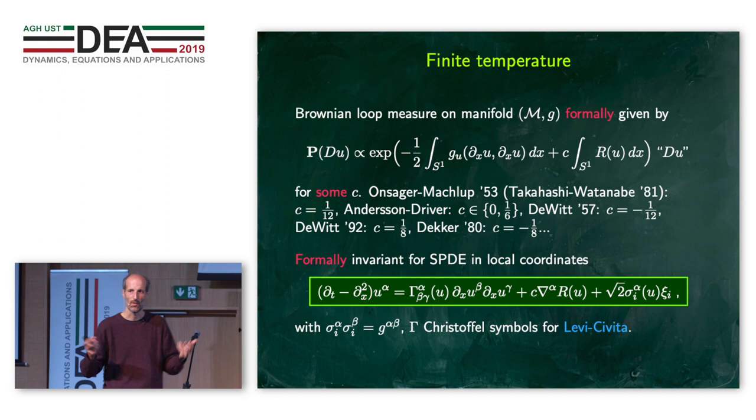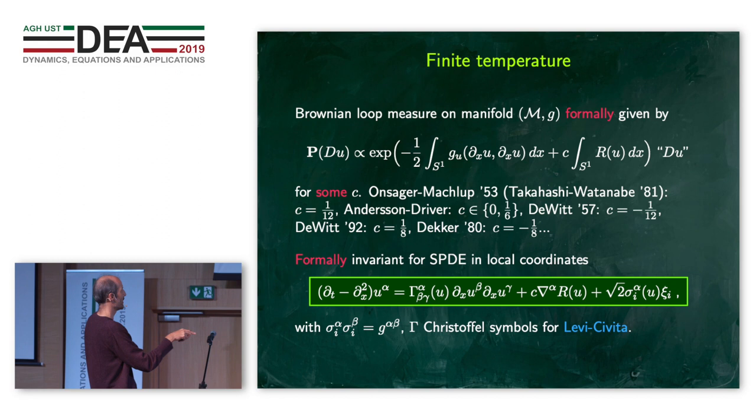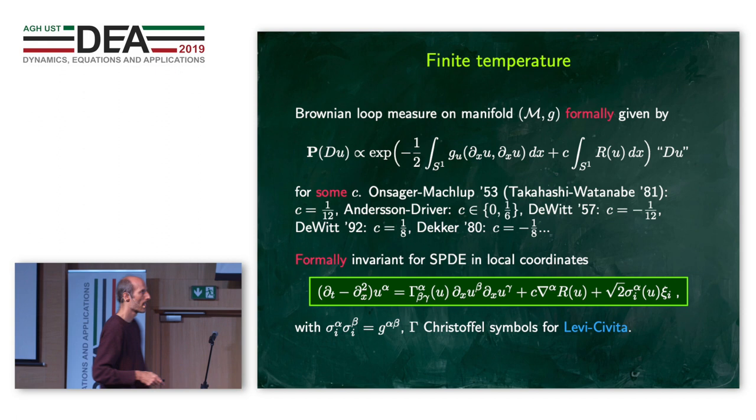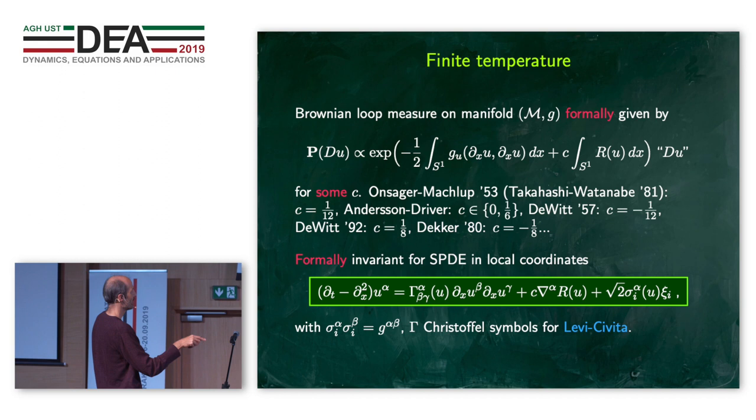So this bit here is really just the L2 gradient flow for this energy. It's nothing else than that. And then this here is just the gradient of that, right? So if I add this extra term, it's the gradient flow for this whole energy. And then this is just the noise.